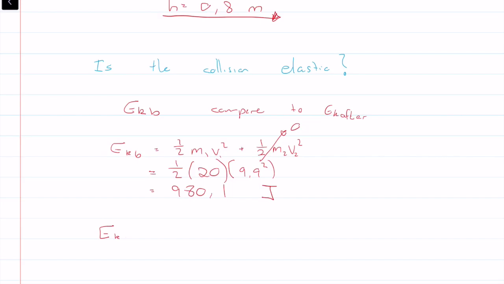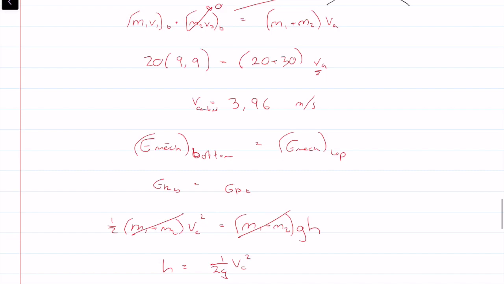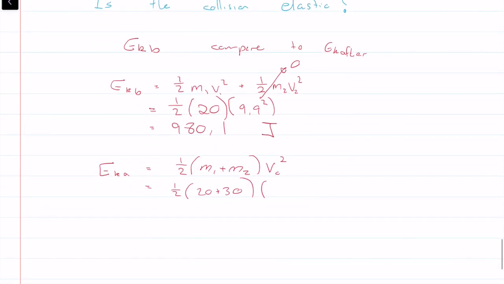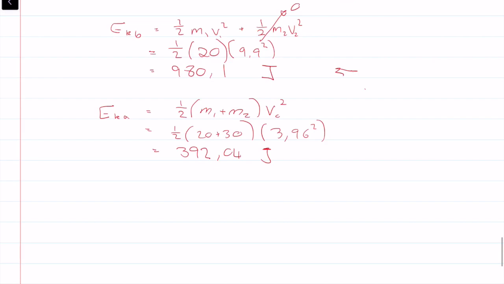Okay, and then EK after is equal to a half. Remember, after the collision, these two things are moving together, so mass 1 plus mass 2 times the velocity combined squared, which is equal to a half, 20 plus 30, times the velocity combined, which is 3.96, all squared. And if we plug this into our calculator, what do we get? We get 392.04 joules. Okay, so are these two numbers the same? No. So EK before is not equal to EK after, therefore the collision is inelastic.